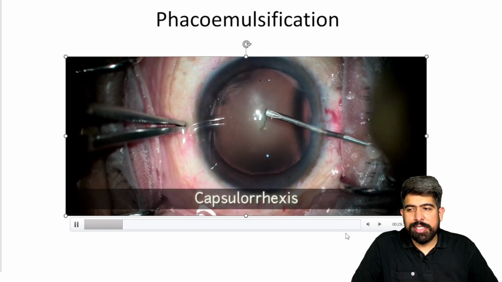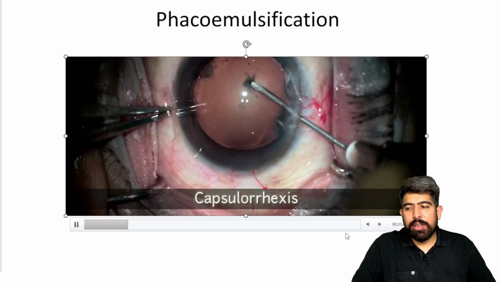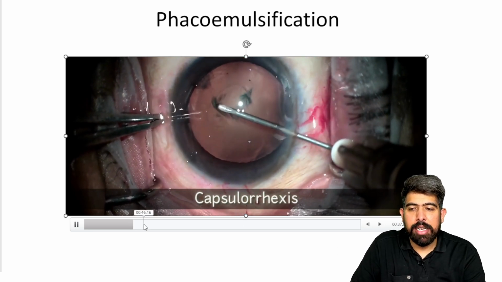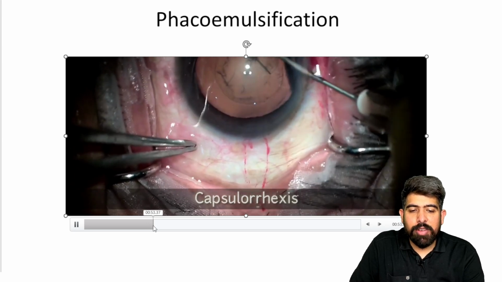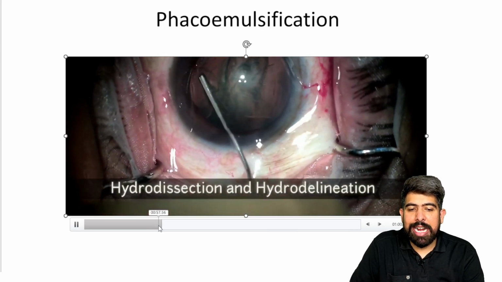In the capsulorhexis, we are removing the anterior part of the capsule to reach the fibers of the lens. To do this capsulorhexis, we are using the 26 gauge bent needle. After doing the capsulorhexis, now we have to do the irrigation, right? Irrigation, which is known as hydrodissection.